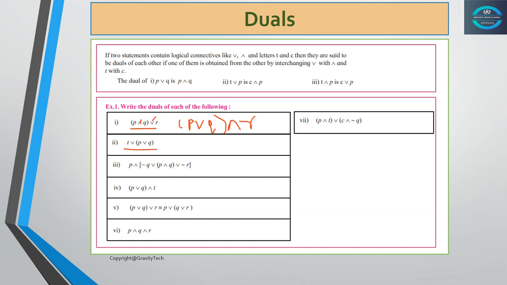Now what will be the dual of this? Here T is visible, so replace T with C, right? Then replace 'or' with 'and', bracket P as it is. Then replace 'or' with 'and', and then Q as it is. Correct. So this is how it works.